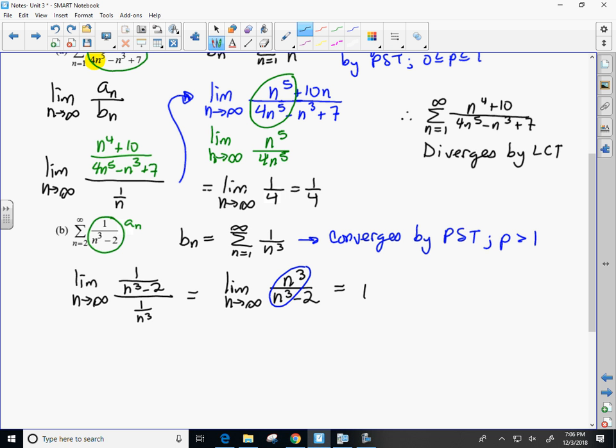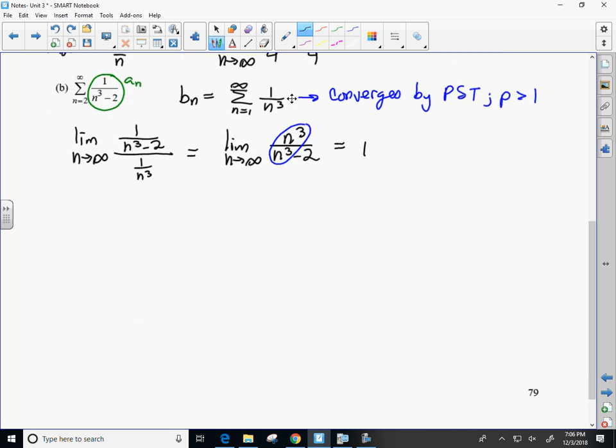All right. So this satisfies the limit comparison test, telling us that the two series, a sub n and b sub n, will either both converge or both diverge. Because we showed with the p-series test that b sub n converges, we now know that this series, and this should be a 2, will converge by the limit comparison test.